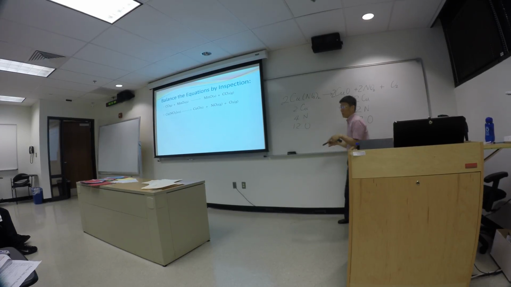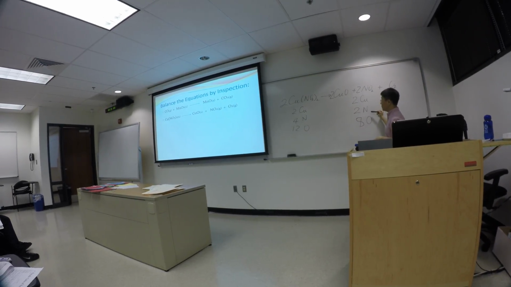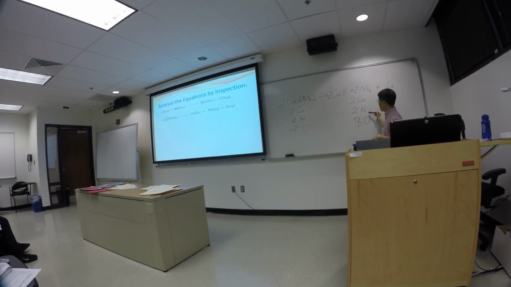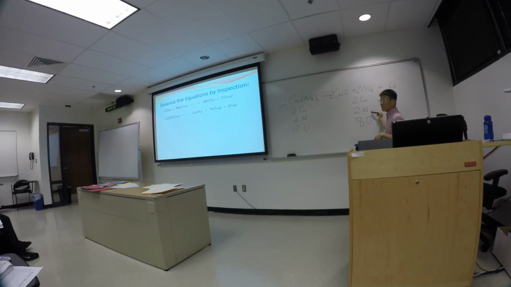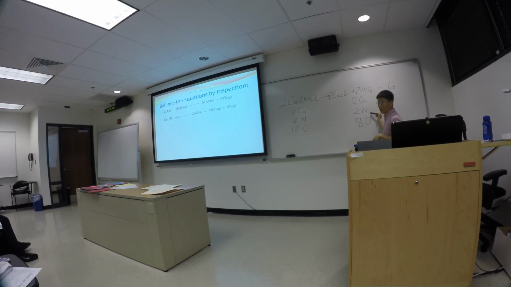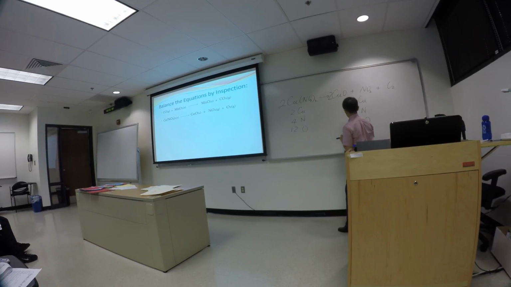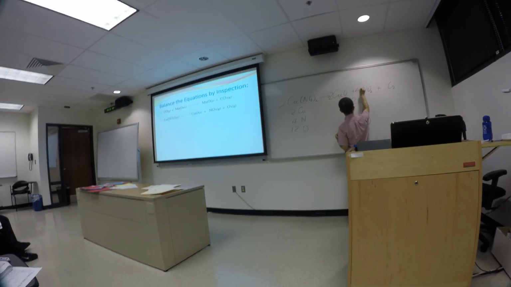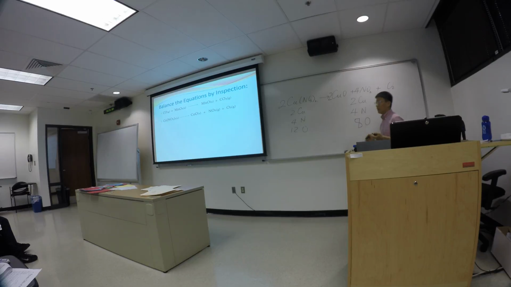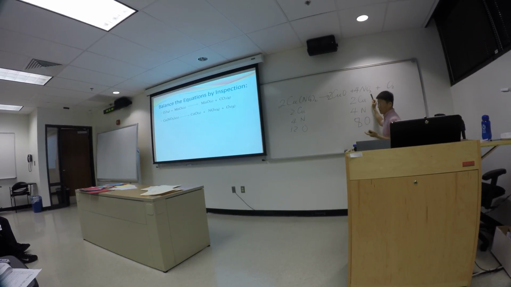On the left side, you have 2 copper, 2 nitrogen. Well, we need 4. What number do we put in front of NO2? 4. Well, we'll put a 4 in there just to give you 4 nitrogen. Okay? Now, if you put a 4 in front of nitrogen dioxide, you get 4 times 2, 8. 8 plus 2, 10 plus 2.